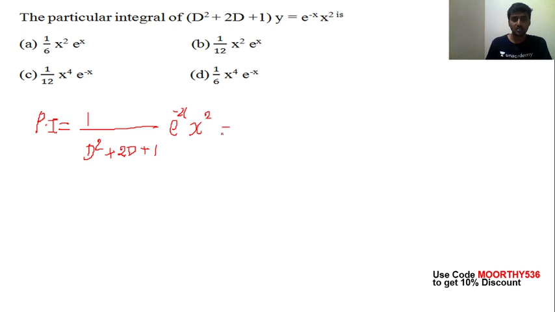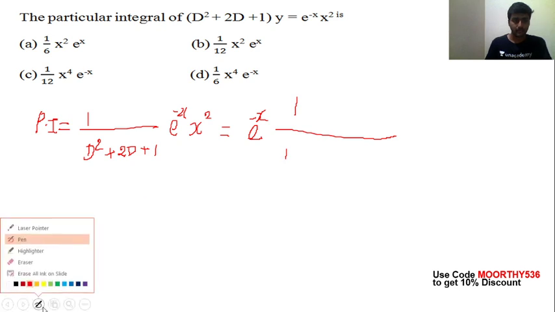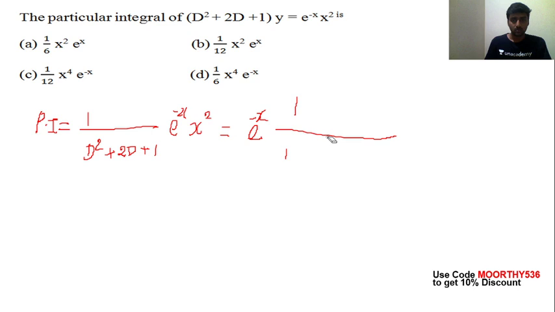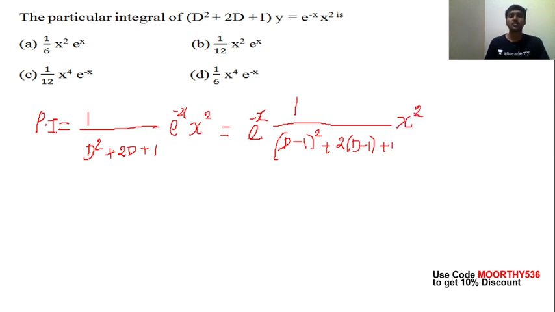When you are expanding this, we have to take this e power minus x to the front side. In the denominator, instead of D, we have to substitute D minus 1. So D minus 1 the whole square plus 2 into D minus 1 plus 1, into x square. Now keep this e power minus x as a constant, then simplify the denominator.